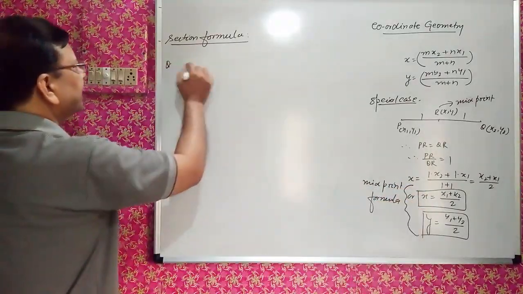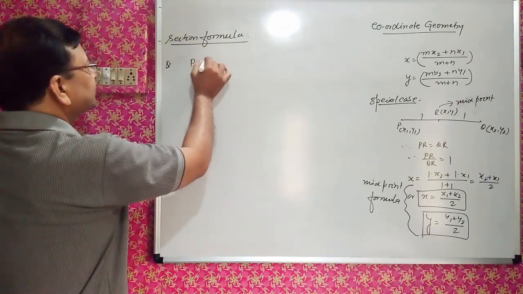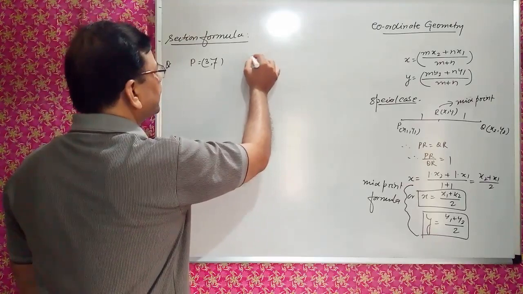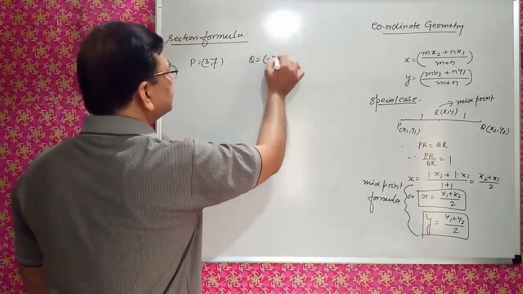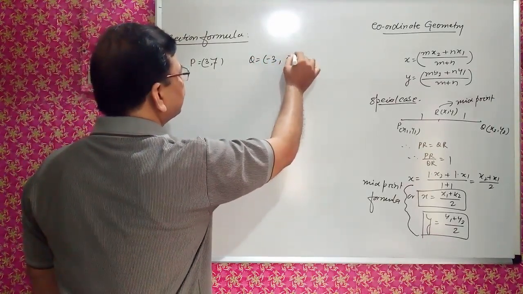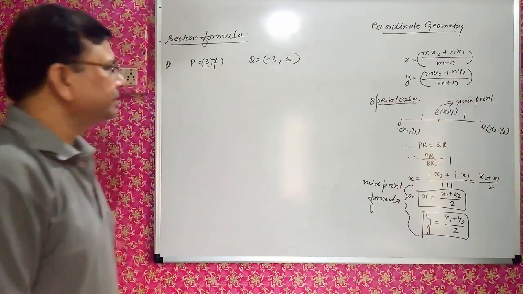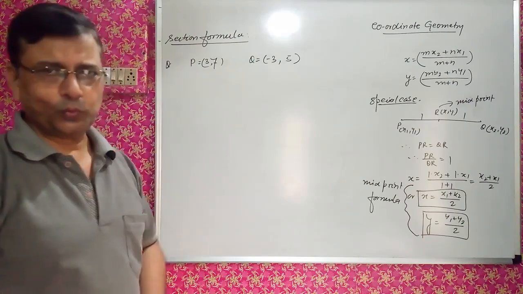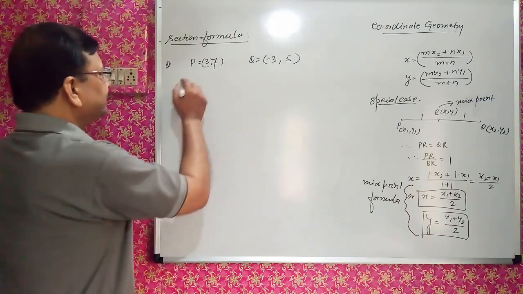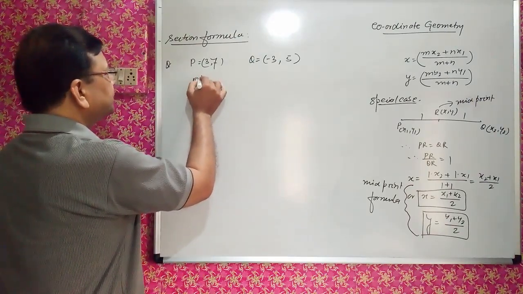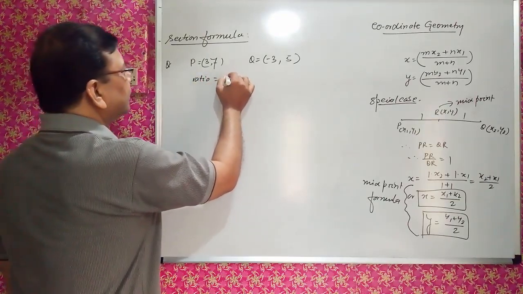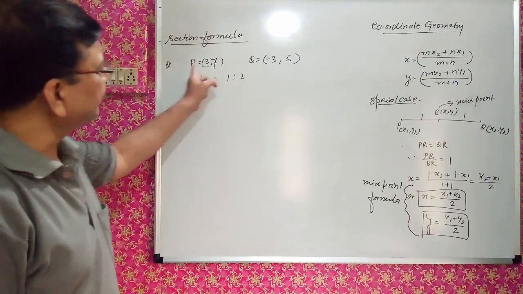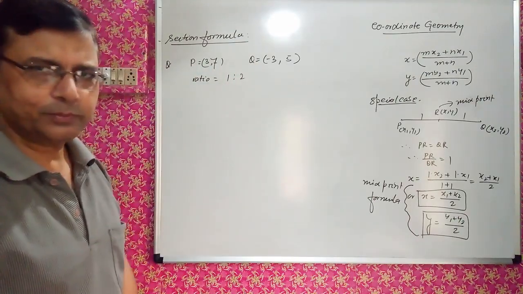One question I am taking: P is equal to (3, 7), right? This is the point. And Q is equal to (-3, 5), right? Then find the point between P and Q which divides it in the ratio of 1 is to 2. We have to find one point which divides this in the ratio of 1 is to 2.